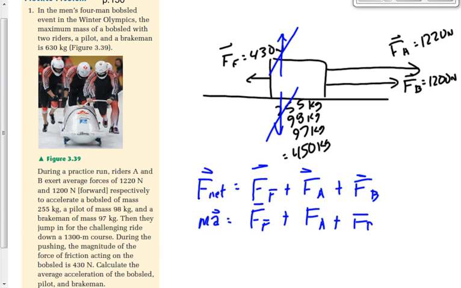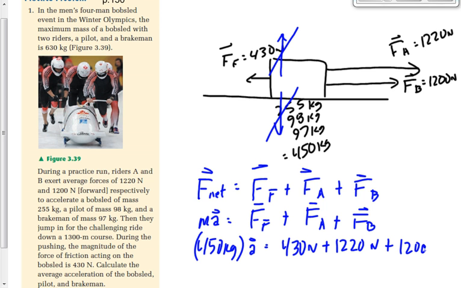Now we start plugging our numbers in here. The mass is 450 kilograms, times the acceleration, which is what we're looking for in this question. F_net is 430 plus 1220 plus 1200 newtons. Is that right? Is that okay? Better? Good. 430 should be negative. How come? Good. It's going in the opposite direction.